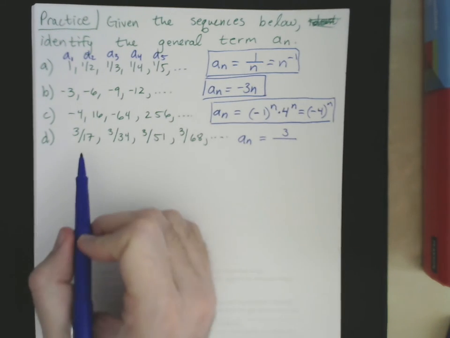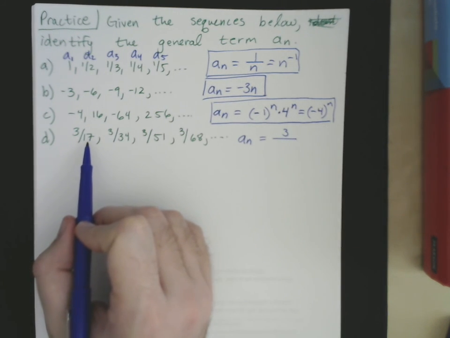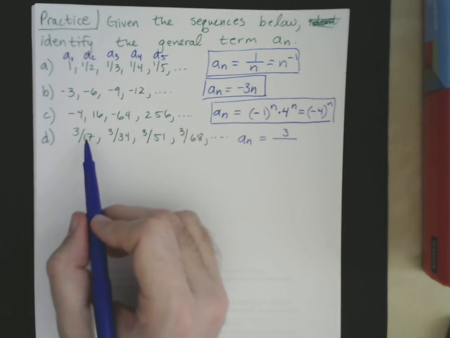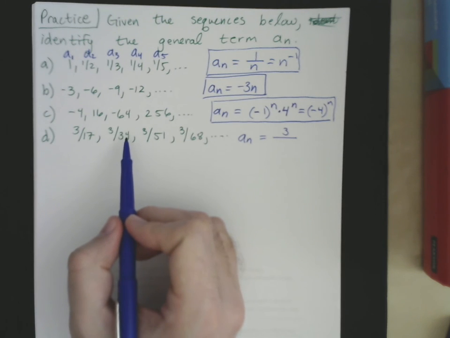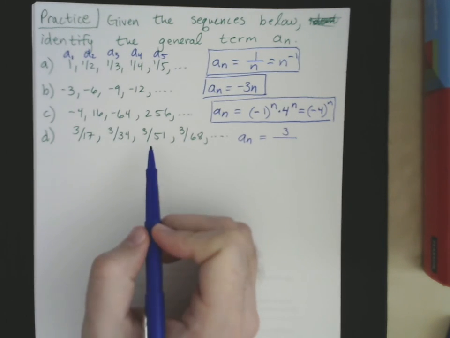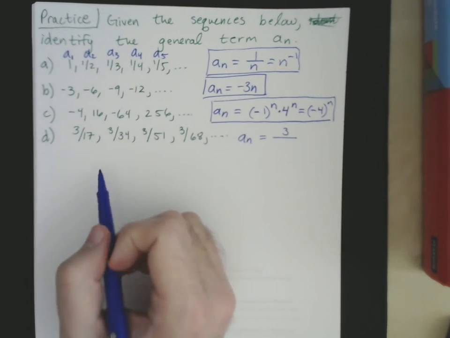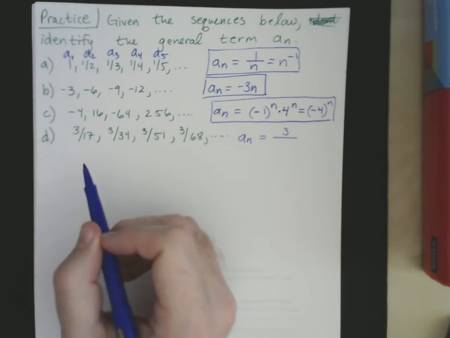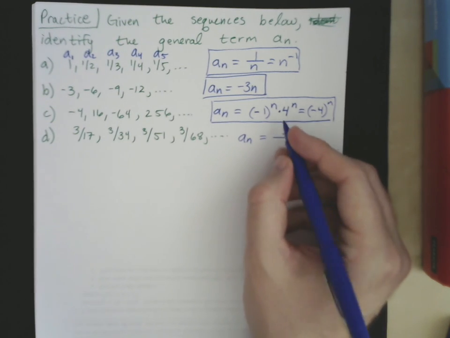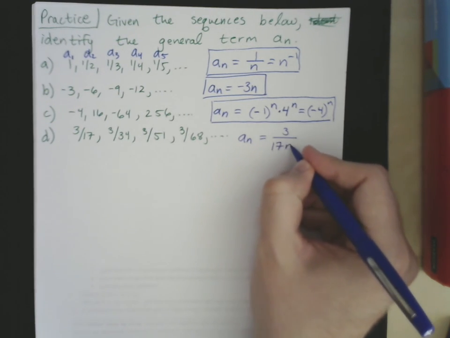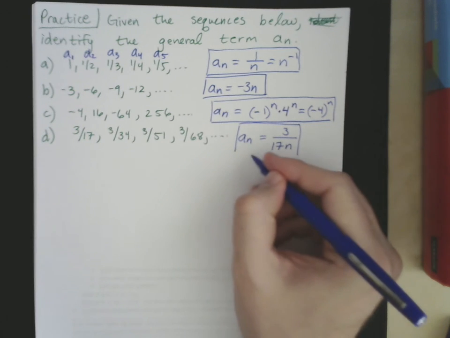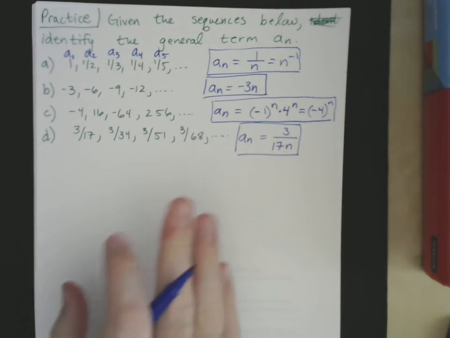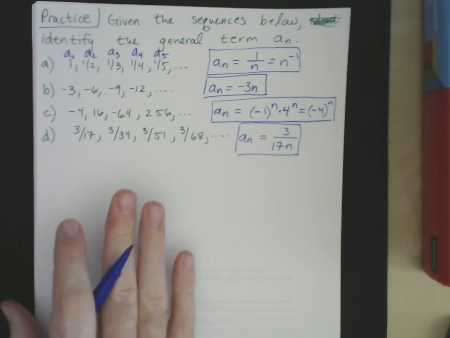So, what is the relationship between these values? Well, 17 is 17 times 1, 34 is 17 times 2, and 51 is 17 times 3. 68 then, doing a quick check, is 17 times 4. So that means that this is nothing more than 17 times n. So there is a relationship that we're building here.